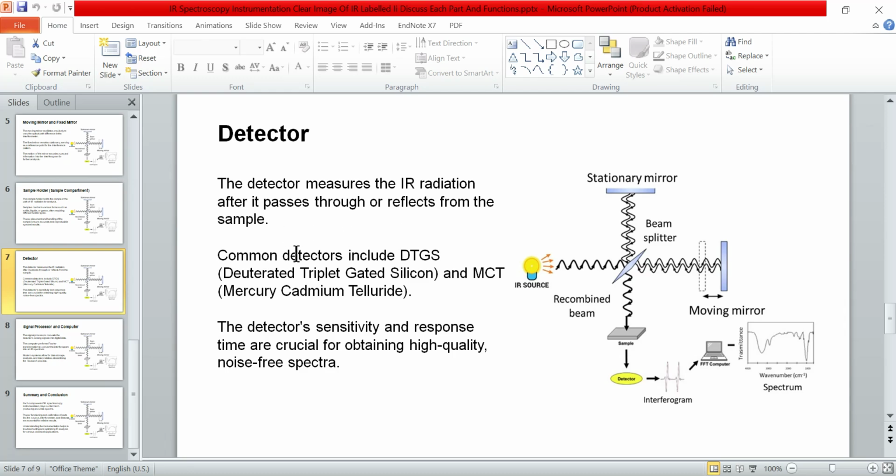We have two common detectors: DTGS, which means deuterated triglycine sulfate, and MCT, which means mercury cadmium telluride. These are the two common detectors which can detect the electromagnetic radiation and give an exact result. The detector sensitivity and response time are crucial for obtaining high quality, noise-free spectra.